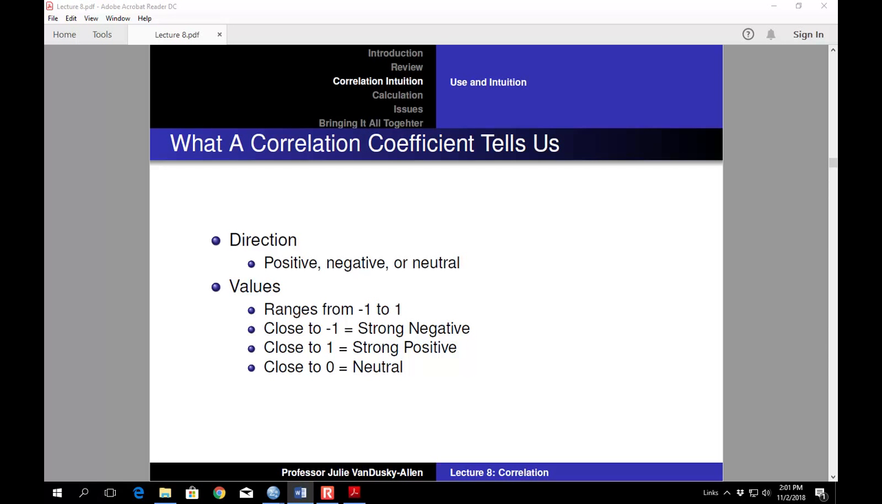A correlation coefficient ranges from -1 to 1. Correlation coefficients close to -1 indicate a strong negative relationship between two variables. In other words, as one variable increases, the other variable tends to almost always decrease. Correlation coefficients close to 1 indicate a strong positive relationship between two variables. In other words, as one variable increases, the other variable tends to almost always increase as well. Correlation coefficients close to 0 indicate that as one variable increases, the other variable does not change.